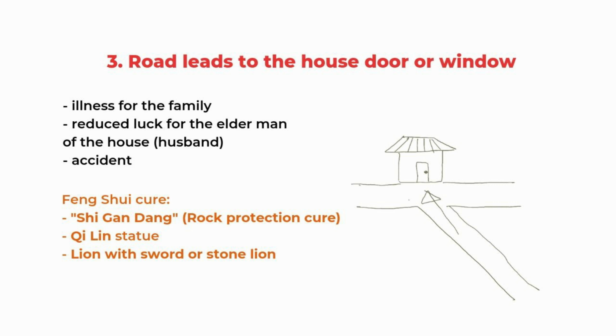The third common feng shui problem is when a road leads to the house door or a window. This is one of the classic bad feng shui for Chinese people, and because the qi is too strong, running directly to the house, it can indicate illness of the family or reduced luck for the elder man of the house, usually affecting the husband. And because of the strong qi directly going to the house, it might easily cause accident or acute disease. The best movement of qi in feng shui is always curving around and slowing down a little bit, so it's natural and organic.